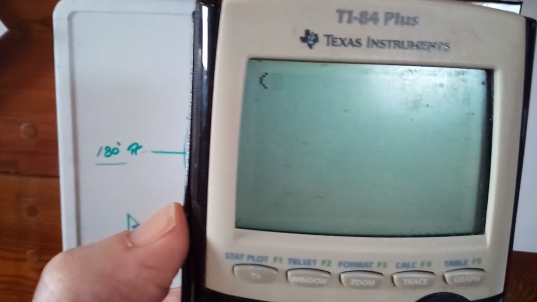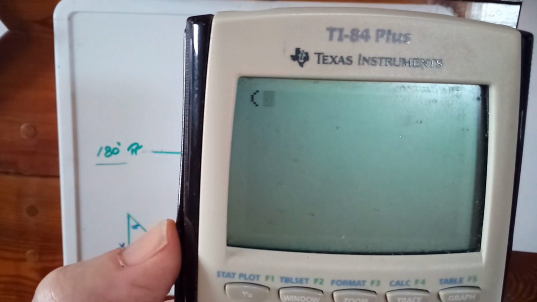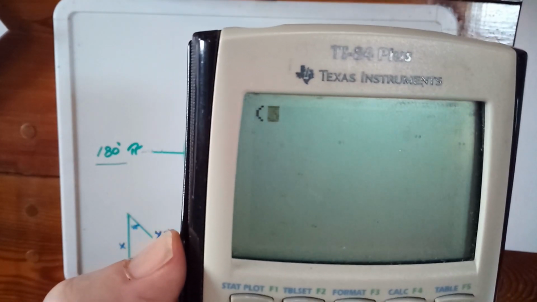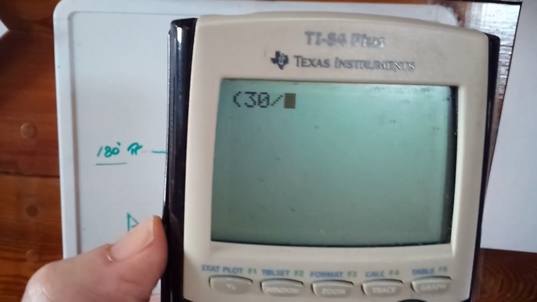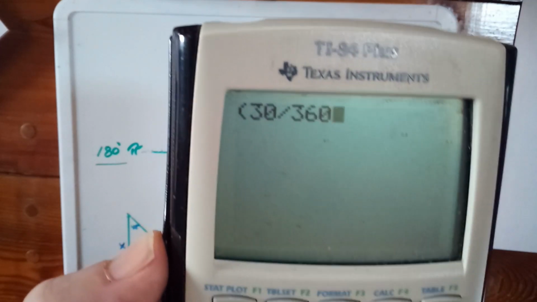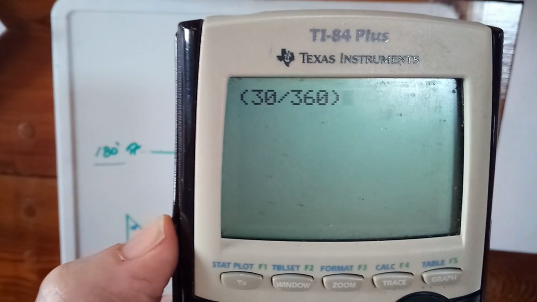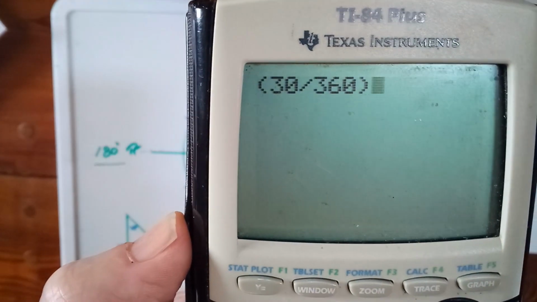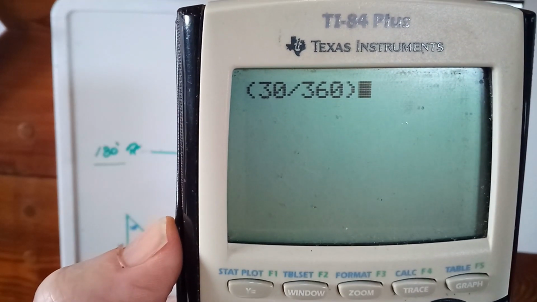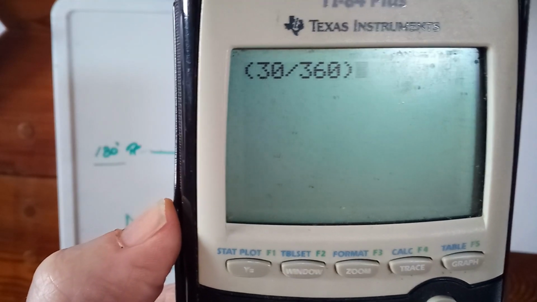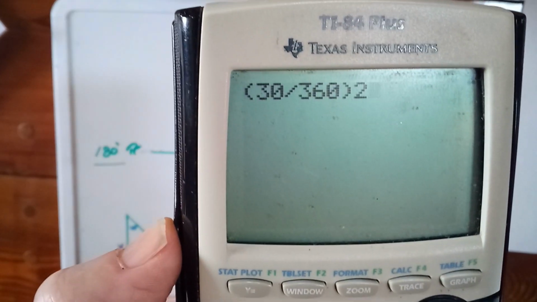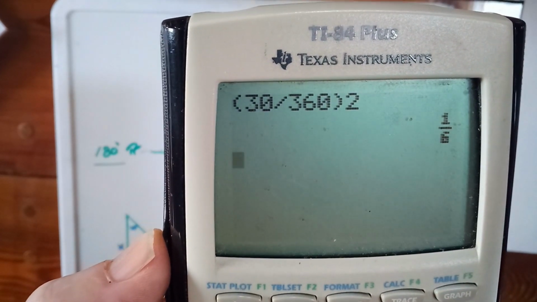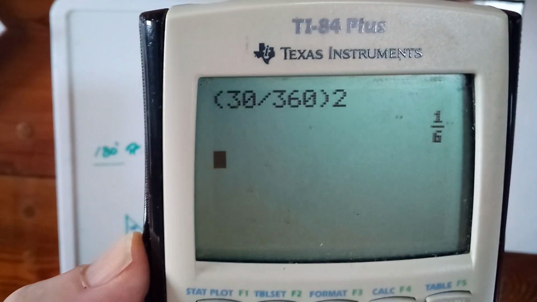And as you might notice, I'm in the habit of putting parentheses around my fractions. You never know when you're going to need them. So it is just my habit to always use parentheses with division, basically. And we're going to multiply that by 2. Again, same operation we just did. It should give us a fraction answer. So there it is, 1/6.